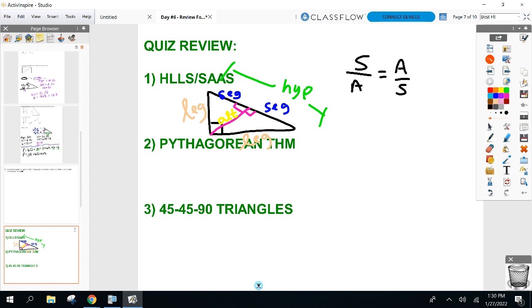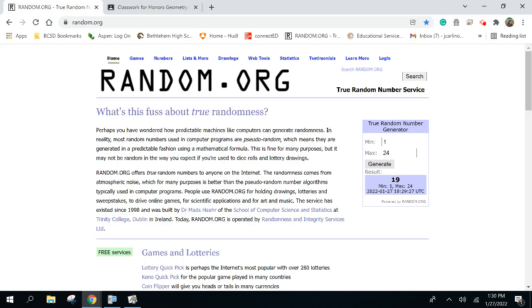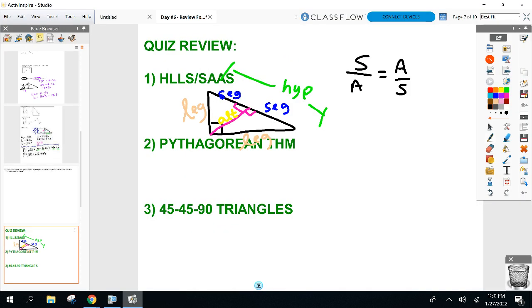I got a question for a couple people. What's the S stand for? Segment. A? Altitude. A? The same altitude. And then S? Different segment. All good. Means are always equal. Extremes are always different. So that's how I know it's not going to be the same segment. 2 different segments. And then I have Hills.